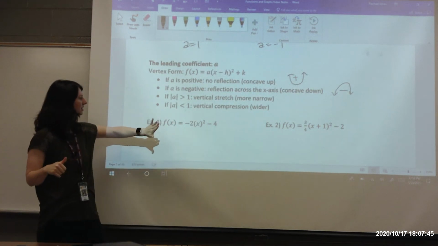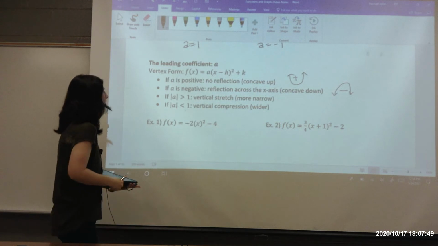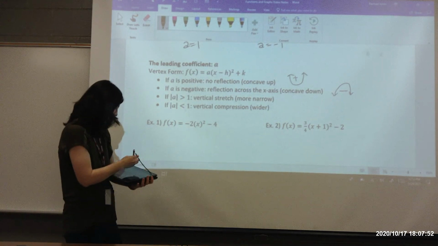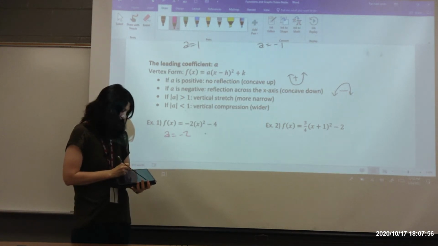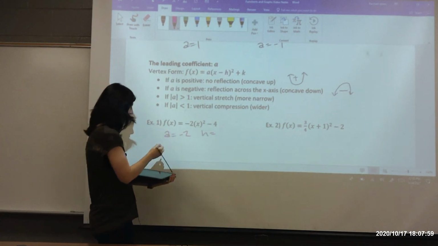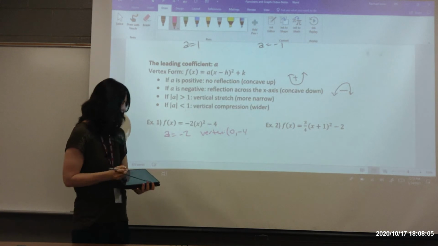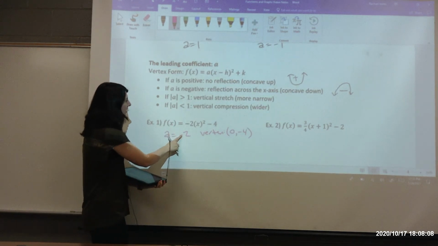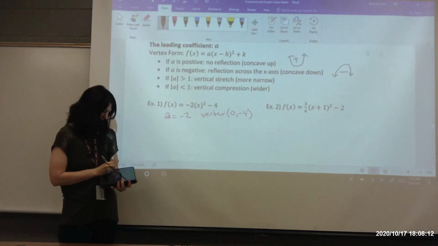So let's practice listing all the transformations for these examples. So I'm going to see here that our A value is -2. Our H value, our vertex, let's do that. Our vertex is 0, -4. So what does A tell me? Well, A is negative. Negative tells me I have a reflection. So that's a reflection across the x-axis.